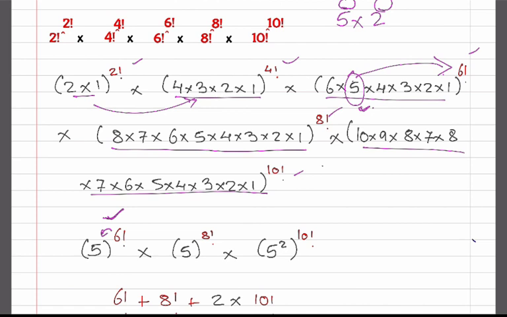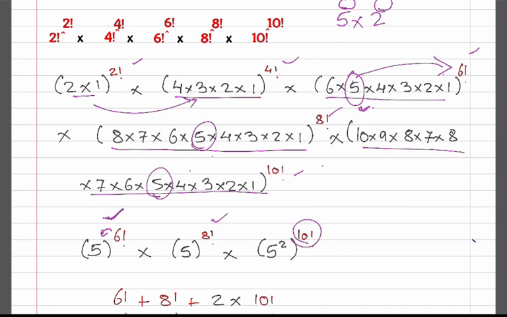Now this is what? One more 5 here. 5 raised to what? 8 factorial. Which means how many 5s do I have? 8 factorial times I have 5. Now this is what? 5 raised to 10 factorial. So how many 5s do I have? 10 factorial times 5. Okay, 10 factorial times 5.